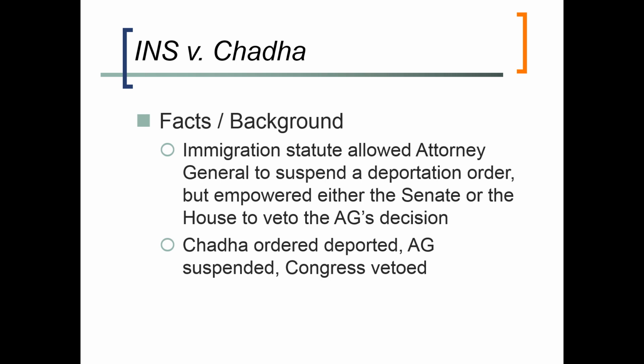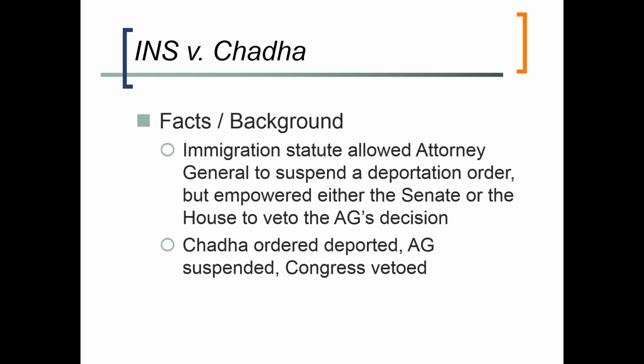If you look at some of the procedural history, you'll see that it wasn't hotly debated or anything like that. Very unlikely that many members paid much attention to it, but Congress approves this resolution, which has the legal effect under the statute of annulling the Attorney General's suspension of the deportation order. So effectively, it means Chadha will be deported. Chadha goes to court, challenges the constitutionality of the statute, and it goes up to the Supreme Court.